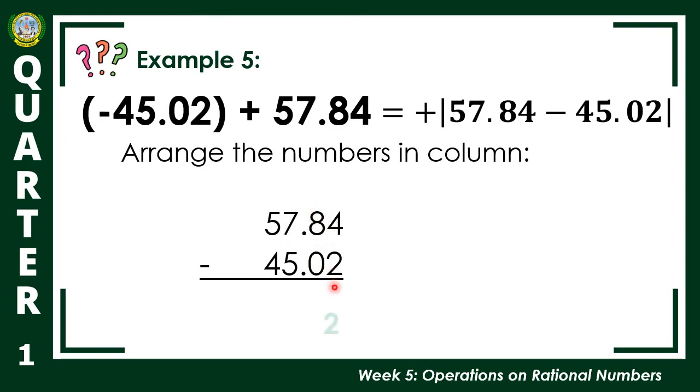4 minus 2 will become 2. 8 minus 0 will become 8. Okay? So, wala ka naman pong binawas sa 8, kaya 8 pa din. And then, reflect the decimal point. 7 minus 5 is 2. And then, 5 minus 4 is 1. Okay? So, the answer po is 12 and 82 hundredths. Again, the answer should be positive kasi mas mataas po ang absolute value ng positive 57.84. So, this is the final answer.